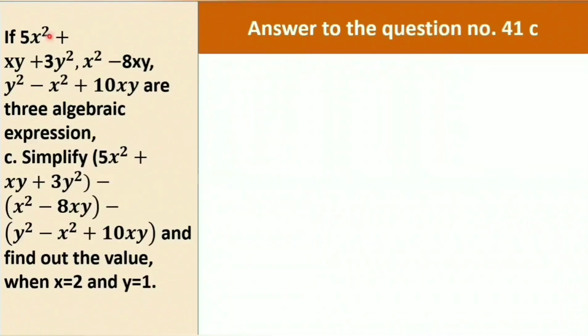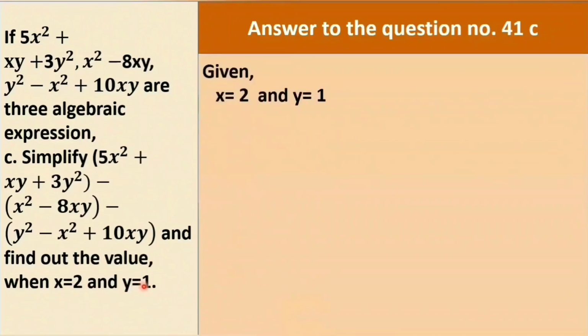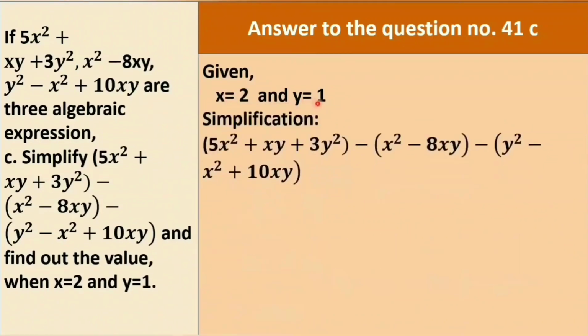So dear students, now we are going for solving C of 41. Here, we are to do a simplification and find out the value when x is equal to 2 and y is equal to 1. At first we will write the given values, that is x is equal to 2 and y is equal to 1. Then we will go for simplification.